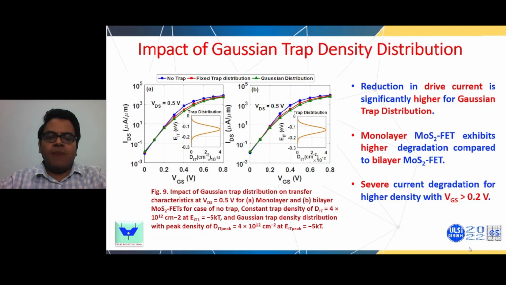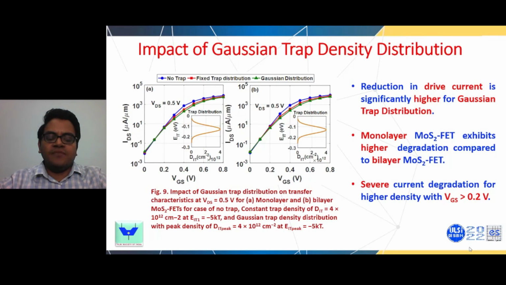We'll now see the impact of Gaussian type trap distribution on the transfer characteristics for both monolayer and bilayer MoS2 FETs. The peak density of the Gaussian type trap distribution is 4 times 10 to the power 12 per centimeter square, peaking at energy -5 kT from the conduction band. It is seen that the drive current is significantly higher for the case of Gaussian trap distribution in comparison to the fixed trap or constant energy trap distribution.